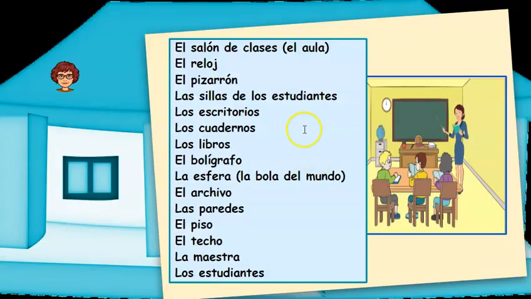Okay, moving on. Now estamos en otro salón de clases. We are in a different classroom now, so let's practice the vocabulary here. El salón de clases o el aula, el reloj, el pizarrón, las sillas de los estudiantes, los escritorios, los cuadernos, okay, los libros, el bolígrafo, la esfera o la bola del mundo, el archivo, las paredes, this one and the third one, el piso, la maestra y los estudiantes.